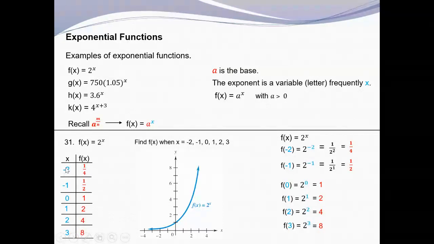Okay. And again, when x is -2, it's going to be about 1/4, right there. When x is -1, here, guys, it's going to be about 1/2. When x is 0, y is 1, and so forth. That's how you graph f of x equals 2 to the x power.